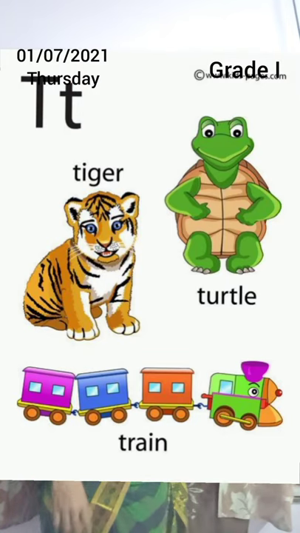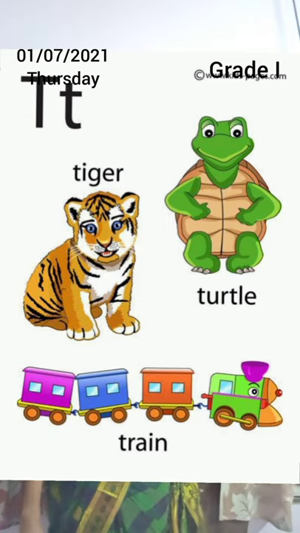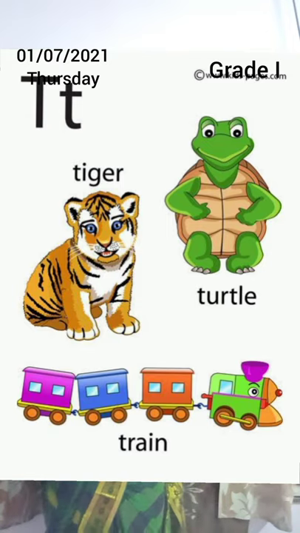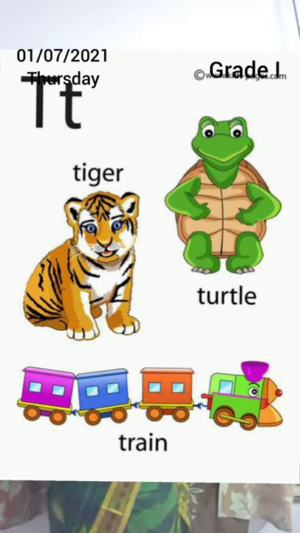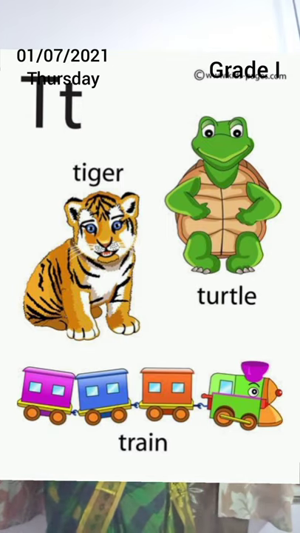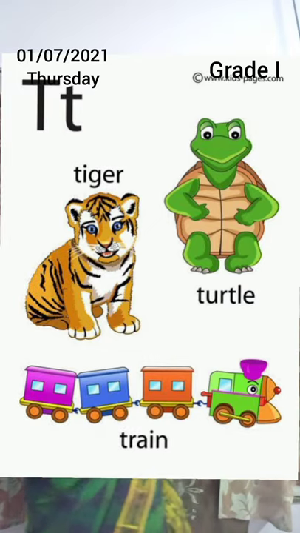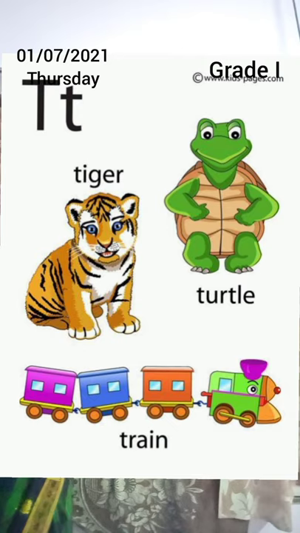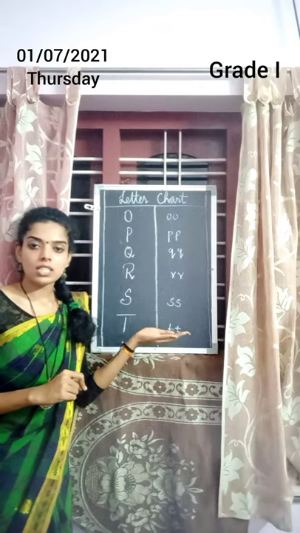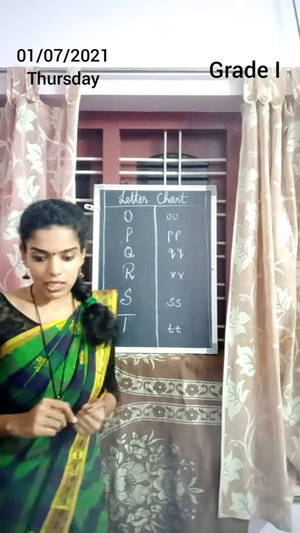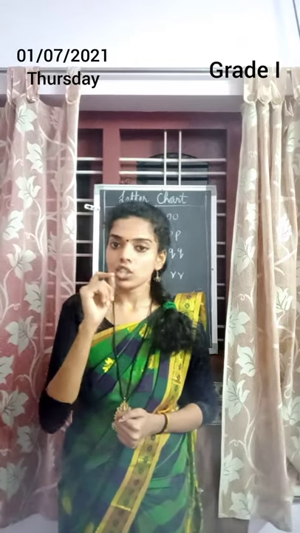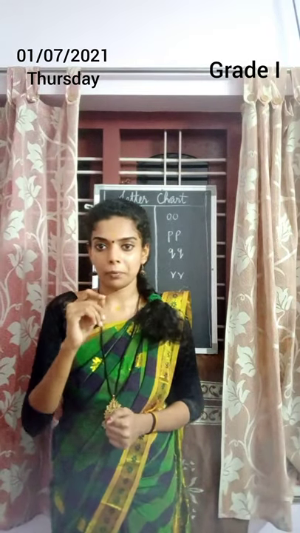Tiger, T-I-G-E-R, tiger. Turtle, T-U-R-T-L-E, turtle. Train, T-R-A-I-N, train. So the alphabet is T. The sound of alphabet T is T. So the examples are tiger, turtle, train.